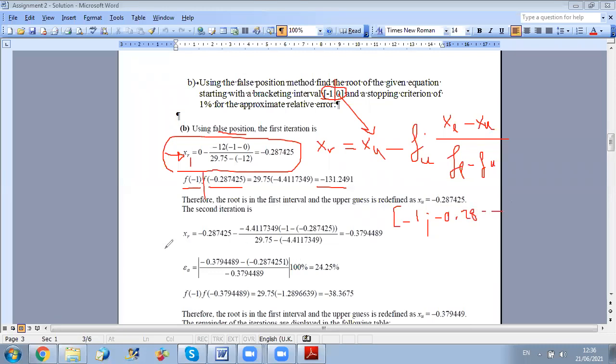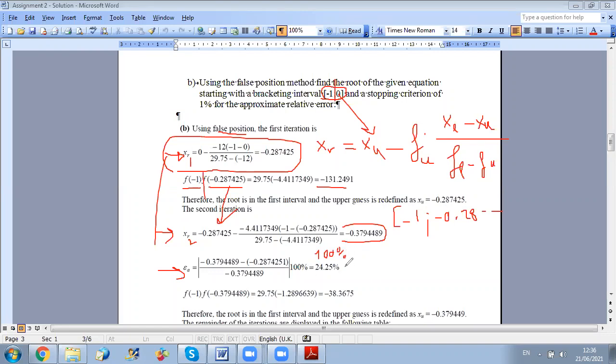Now you apply the same formula, but you replace X upper, instead of 0, by -0.287425. Of course, F upper and X upper are updated. Then you get the new estimate of the root, estimate 2. Now you can calculate the first approximate error from the first 2 consecutive iterations. Already, it is much better than bisection, because if you remember, the bisection method started at 100%. Here we started at 24.25%.